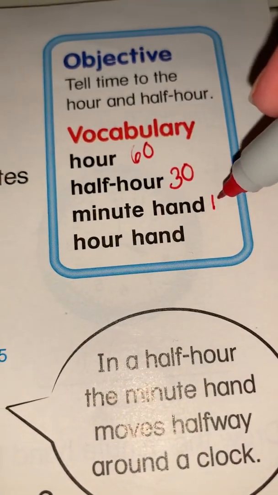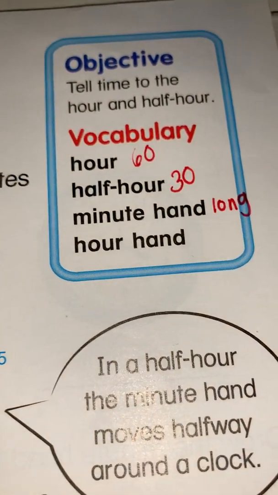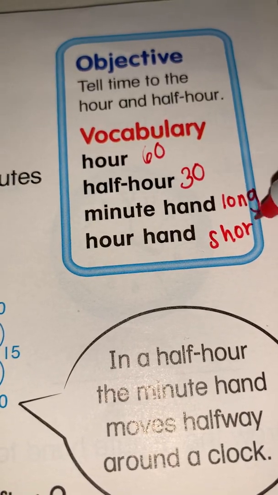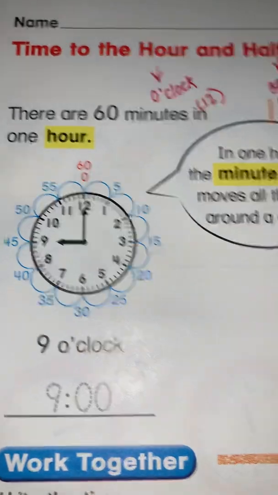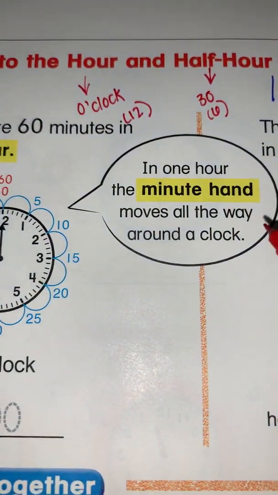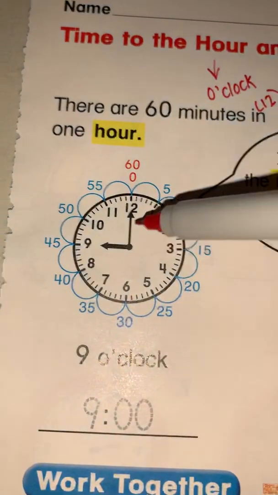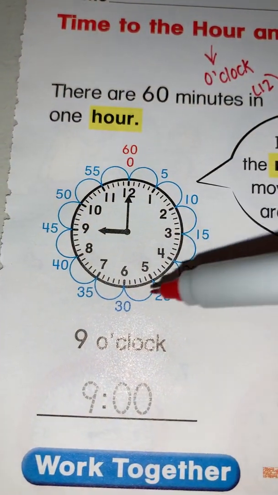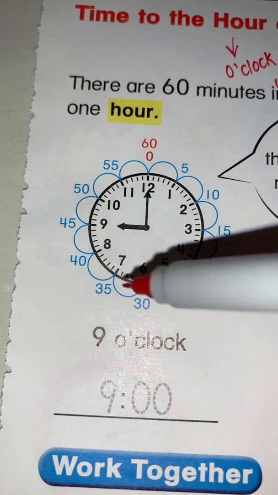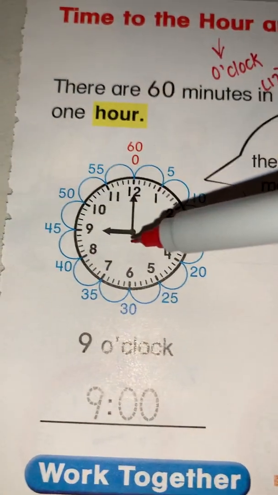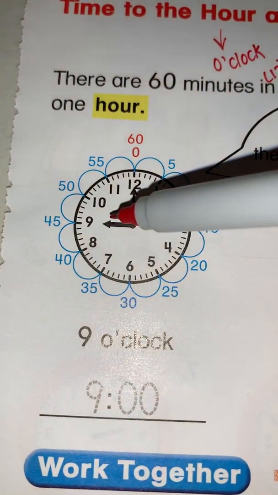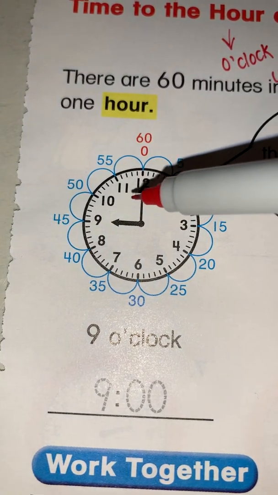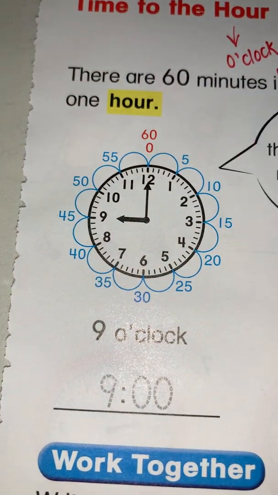The minute hand is the long one, and the hour hand is the short one. So over here, it's just reminding us that there are 60 minutes in 1 hour. In 1 hour, the minute hand moves all the way around the clock. So this is the minute hand, and this one moves much faster than this one because it goes around the entire clock in 1 hour. This hand, the hour hand, the short one, moves much slower, and it only moves just these little bits every hour. They just move to the next number every hour, so much slower.